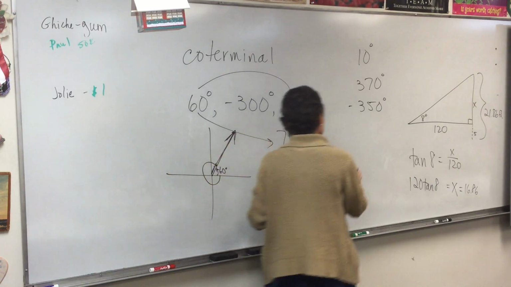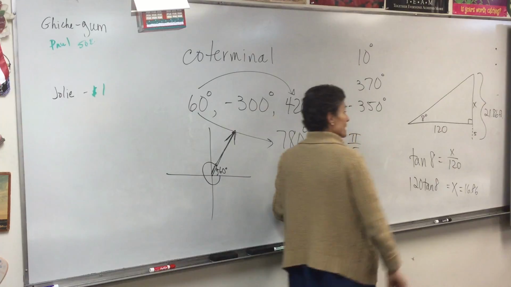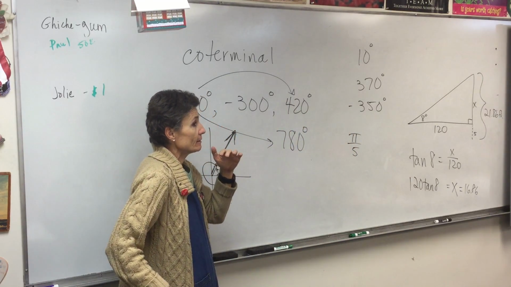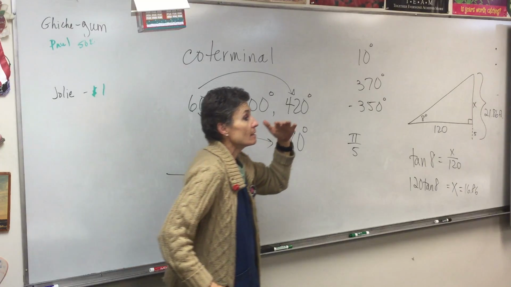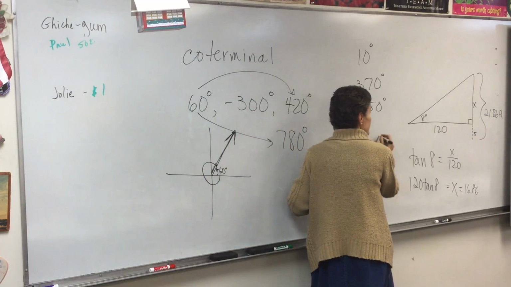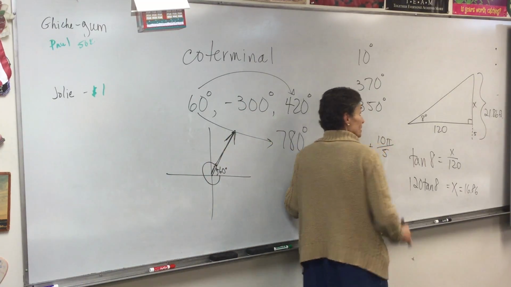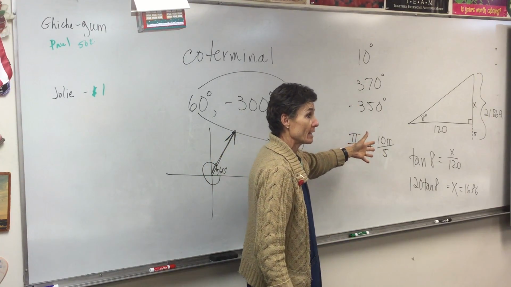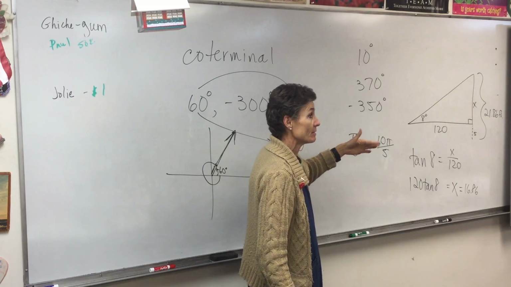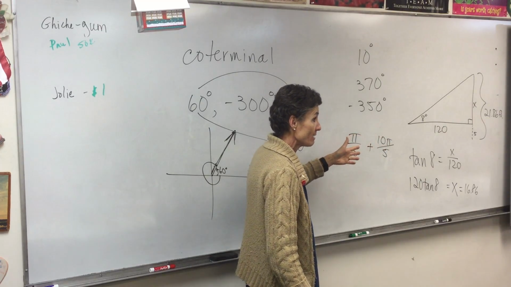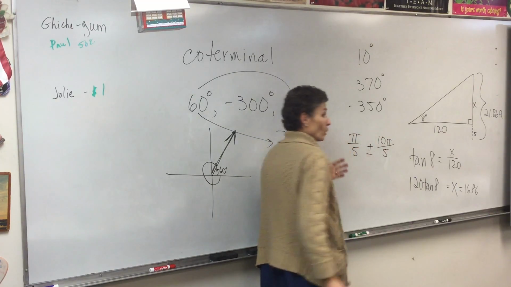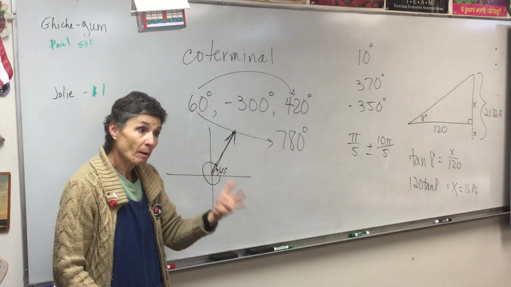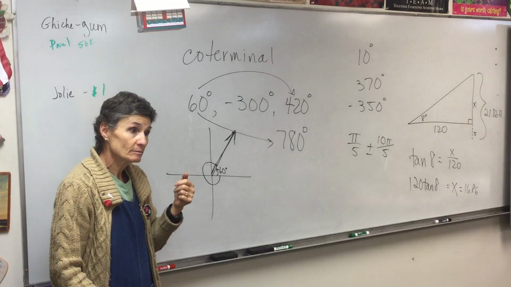But what if I say pi over 5 radians? Okay, now wait a minute. What are you adding? 2 pi, which is 10/5, right? So one coterminal angle would be 11 pi over 5, and the other one would be negative 9 pi over 5. Yeah.